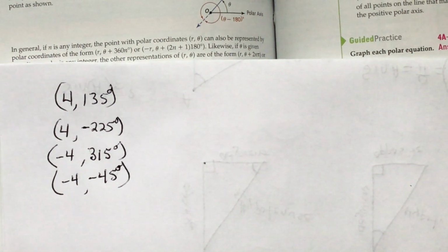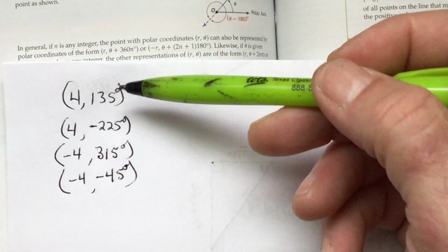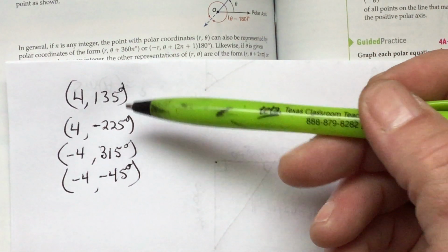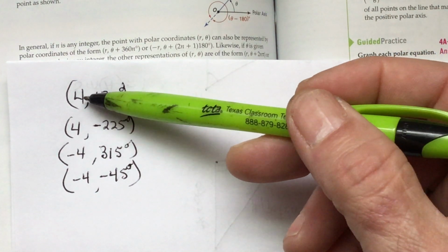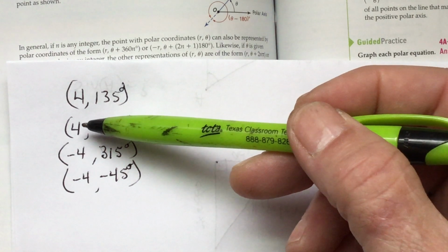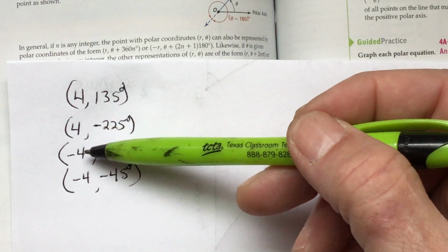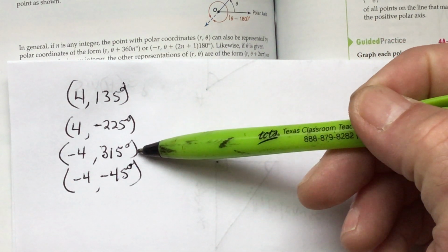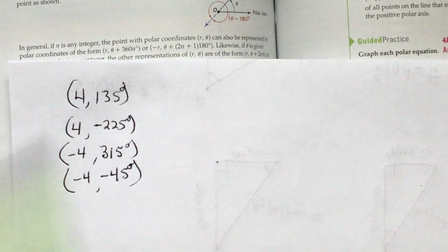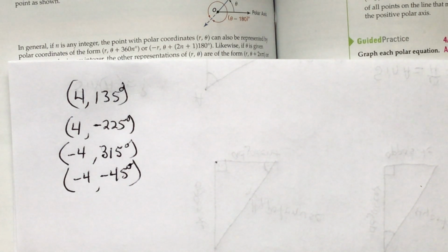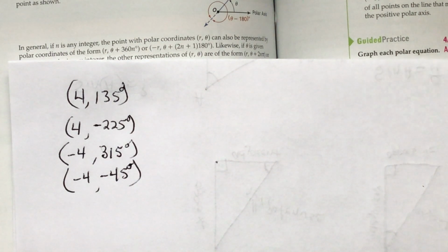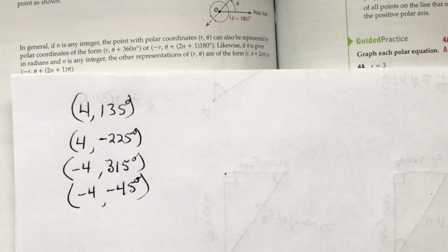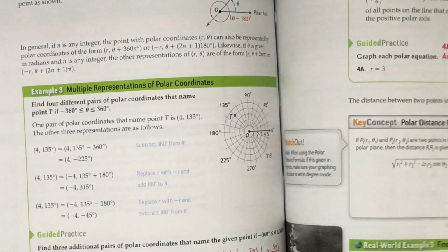So let's make sense of what we got here. Here was the original point. Now we ended up with 2 positive radius measures, 2 negative radius measures, 2 positive angle measures, and 2 negative angle measures. And that's the way it should be with each one of these. It makes no difference whether they're radian measures or degree measures. So let's try some of them.